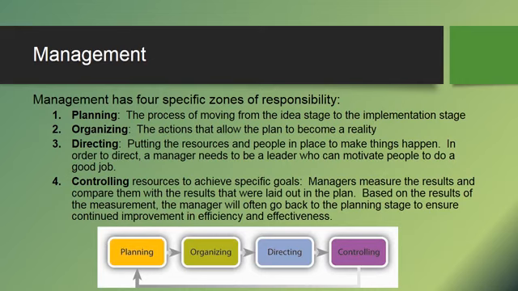Finally, number four, controlling resources to achieve specific goals. So managers measure the results and compare them with the results that were laid out in the plan. Based on the results of the measurement, the manager will often go back to the planning stage to ensure continued improvement in efficiency and effectiveness. So you'll see with this picture down below, it's all about creating a loop because you're always trying to be more effective and more efficient.